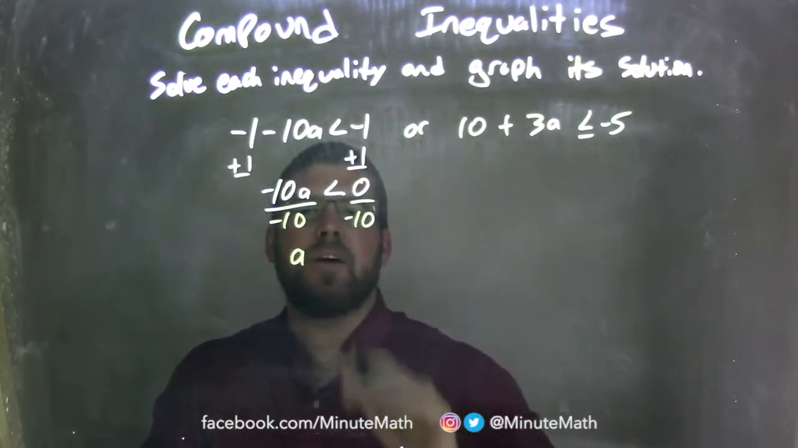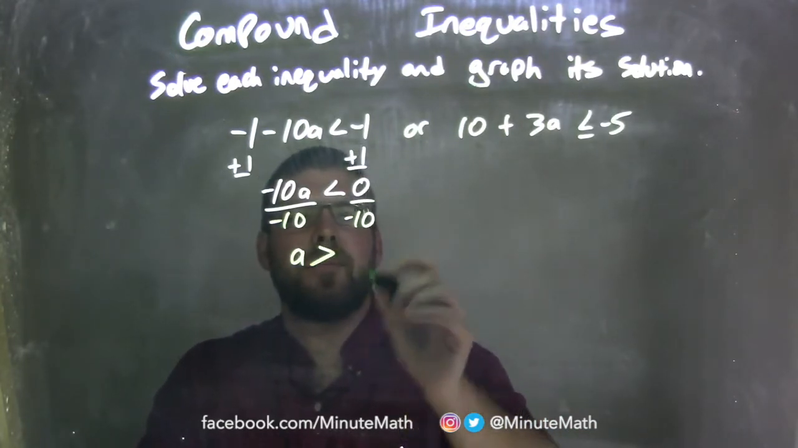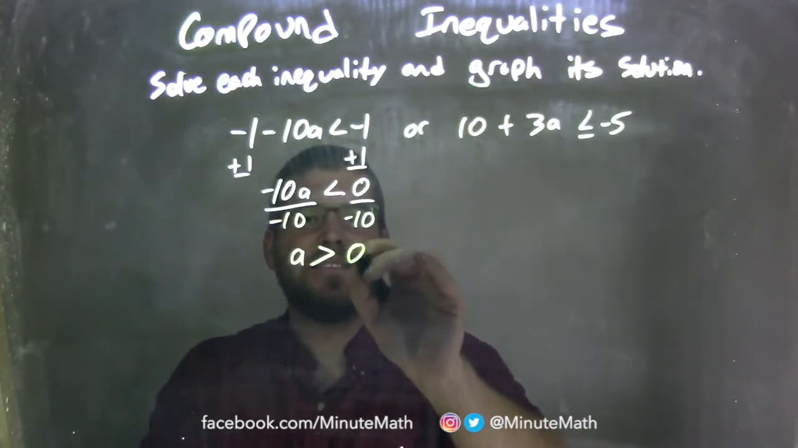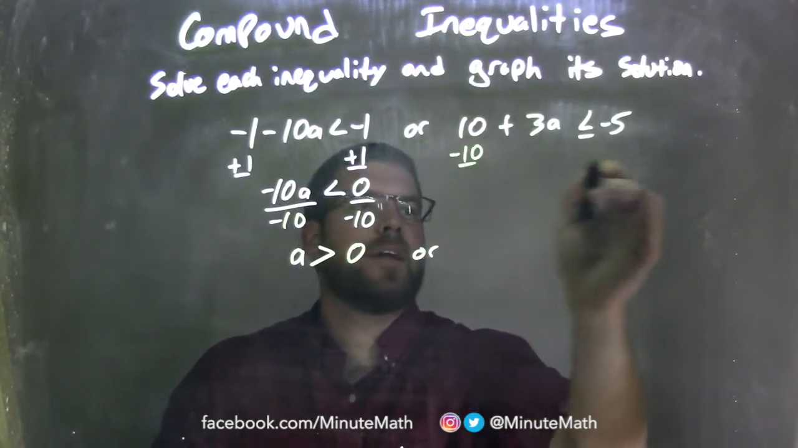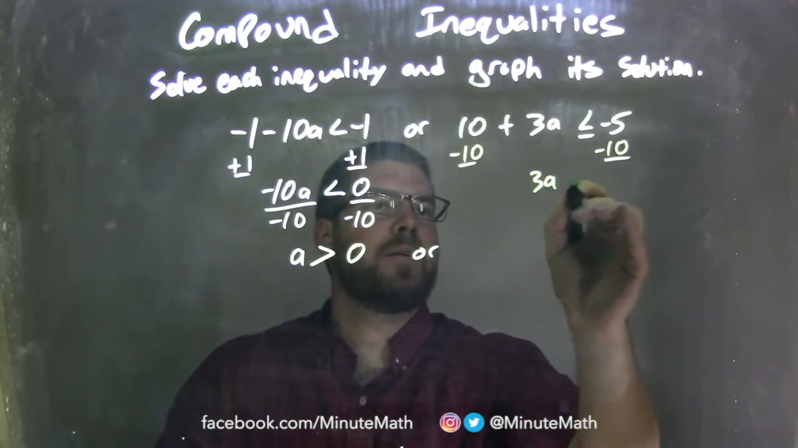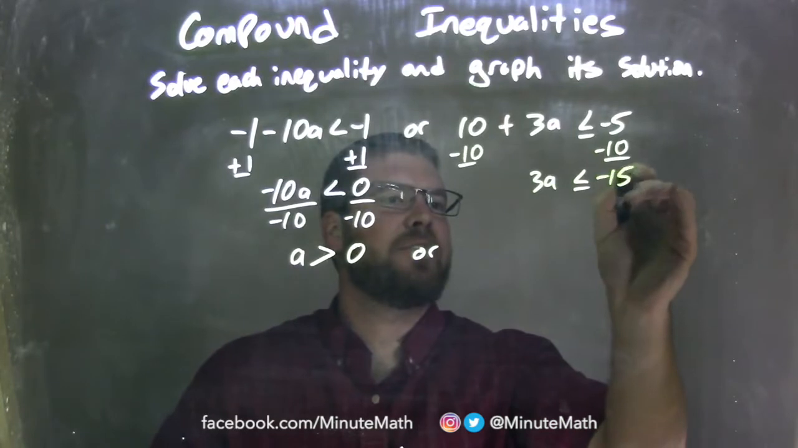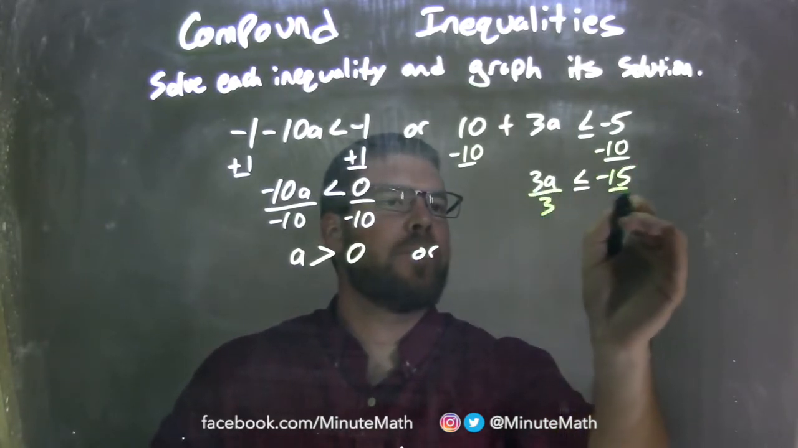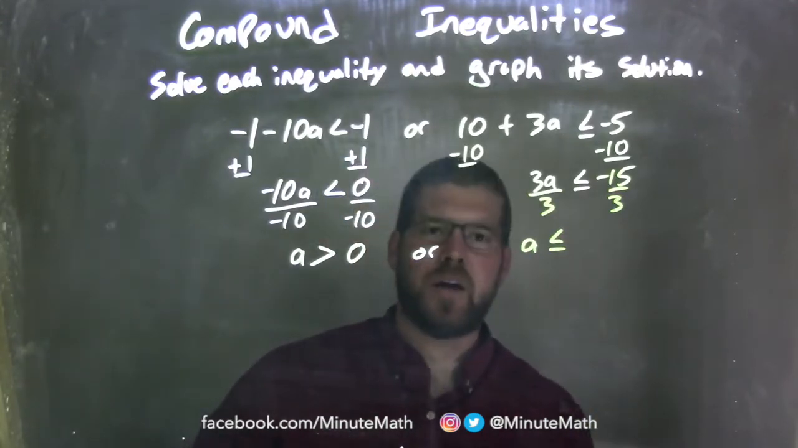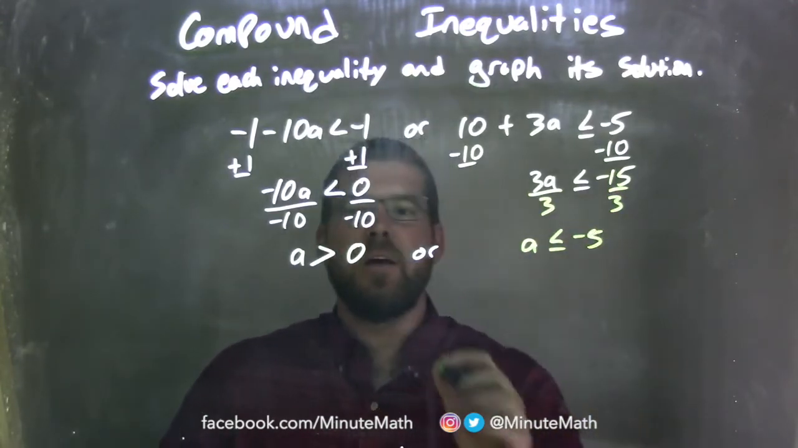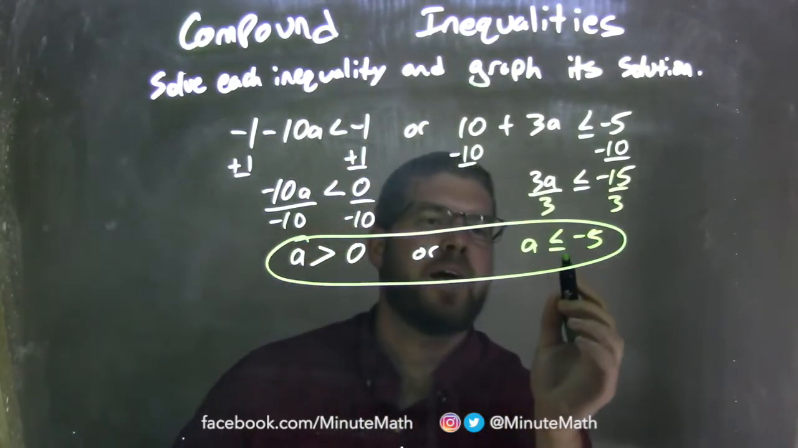That leaves me a by itself, but I'm dividing by a negative over an inequality. That less than sign turns to a greater than sign. And 0 divided by negative 10 is 0. Okay? So now I'm going to solve this one. I'm going to subtract a 10 to both sides, giving me 3a here is less than or equal to negative 5 minus 10 is a negative 15. And then I'm going to divide by 3 to both sides, leaving me a by itself is less than or equal to negative 15 divided by 3 being a negative 5. So now I have my two parts. I have a is greater than 0, or a can be less than or equal to negative 5.